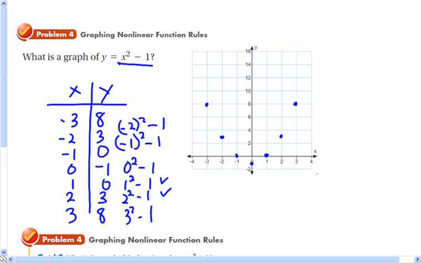And what I end up with is a curve like that. So you need a few ordered pairs to graph a nonlinear function. Go ahead, you try the next one.